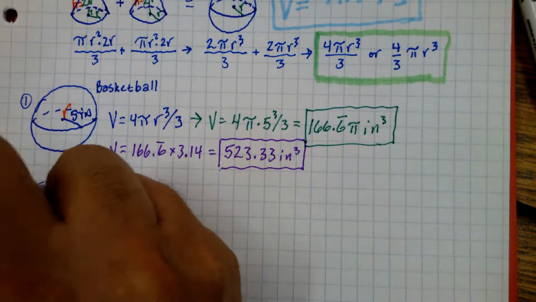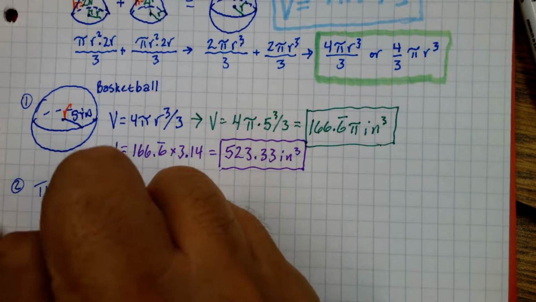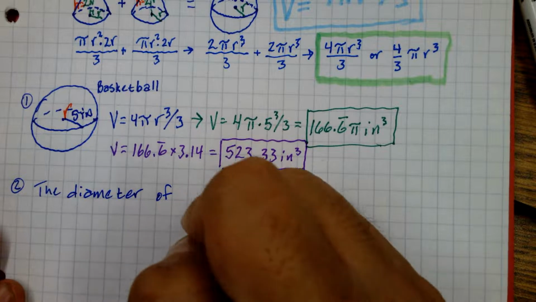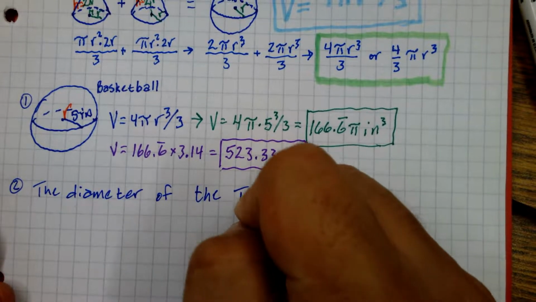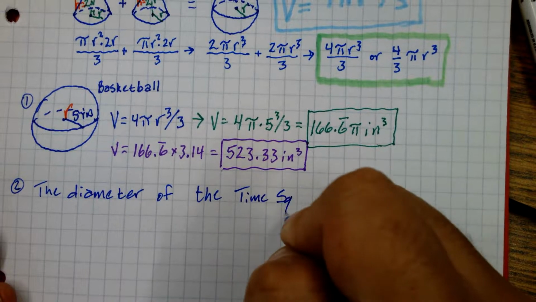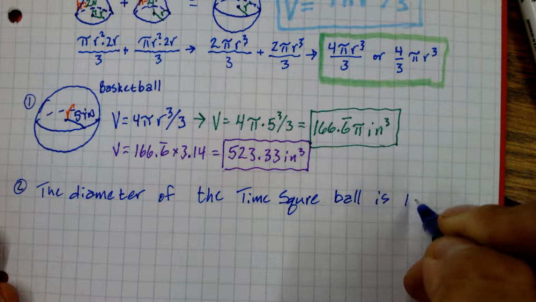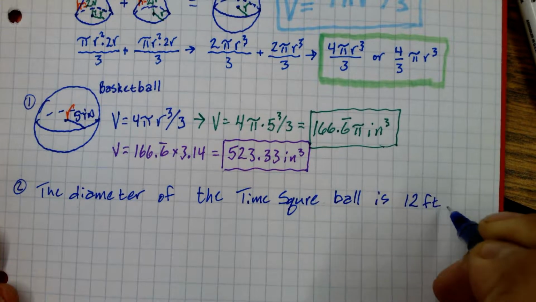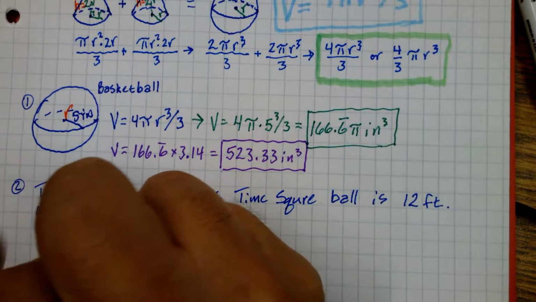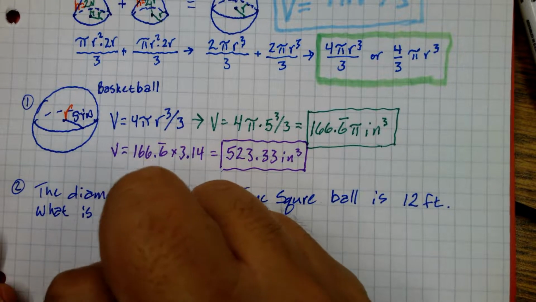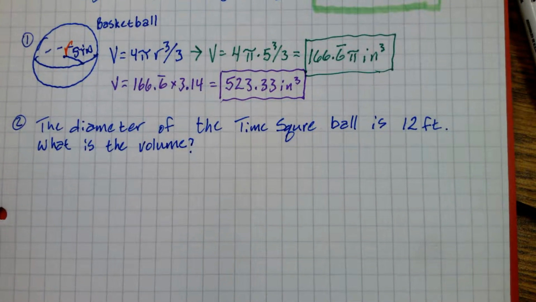Number 2: the diameter of the Times Square ball is 12 feet. What's the volume? So what is the volume?